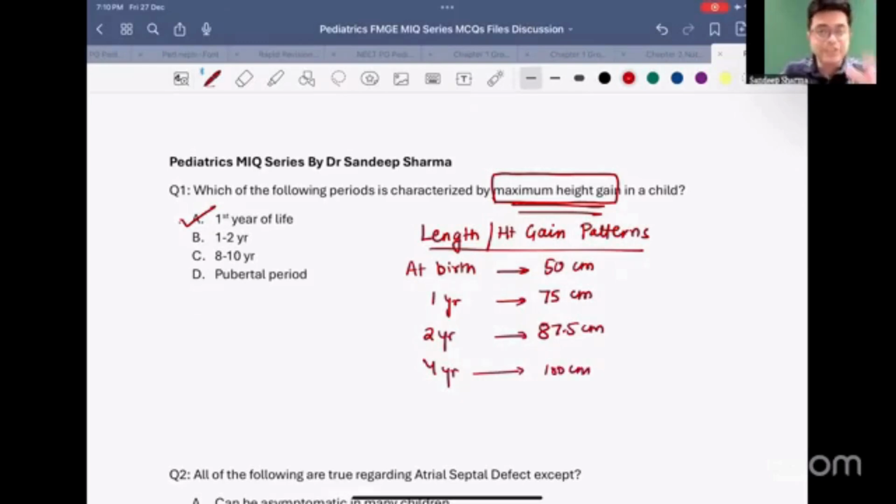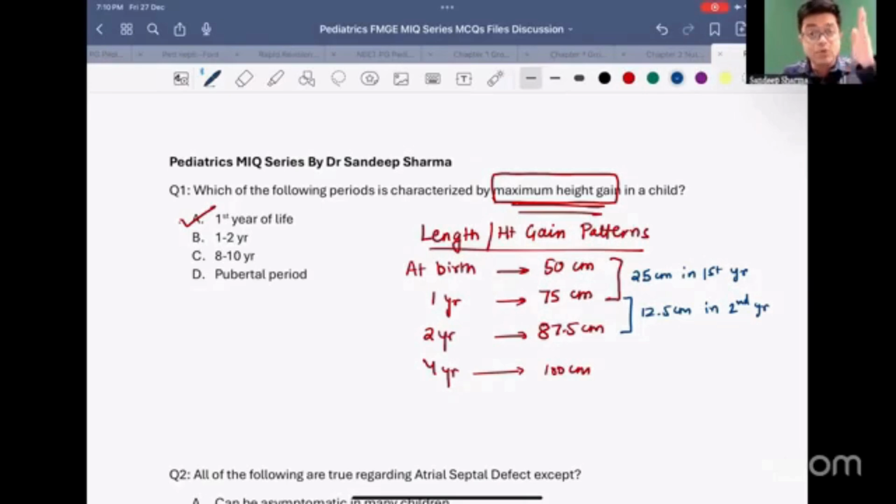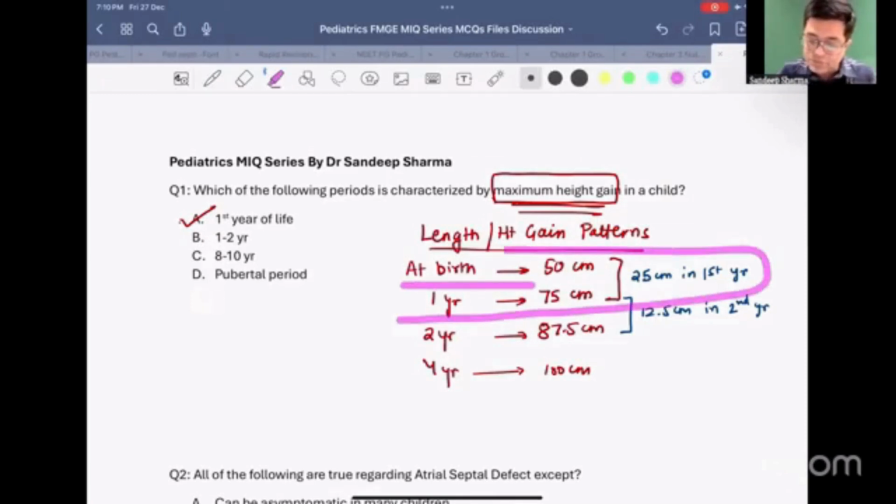Now, if you look at the gain every year, in the first year the child gains 25 centimeters. Between 1 to 2 years, the child gains 12.5 centimeters in the second year. As we go from birth till adulthood, the rate of gaining height goes on decreasing. So the period in which maximum height gain happens is the very first year of life, and that is your correct answer.